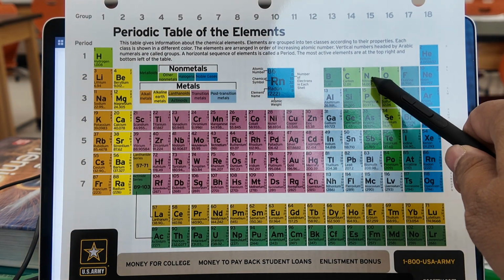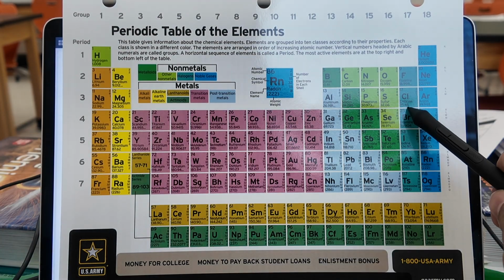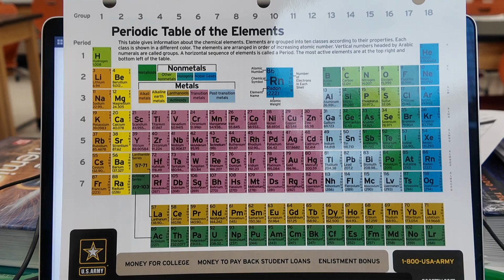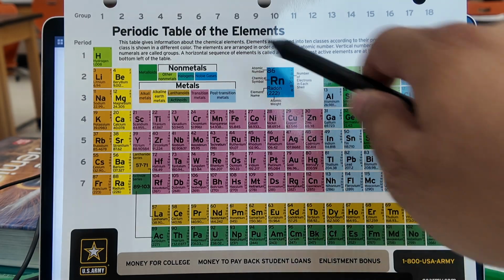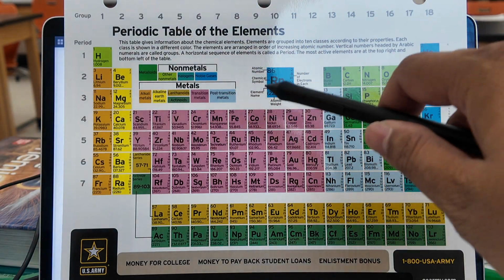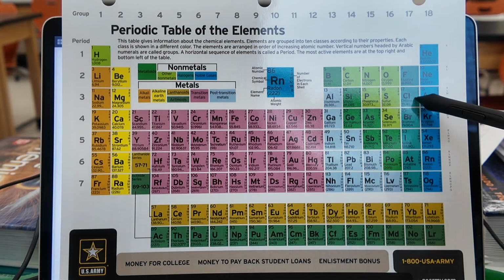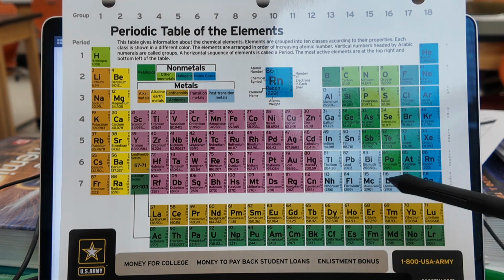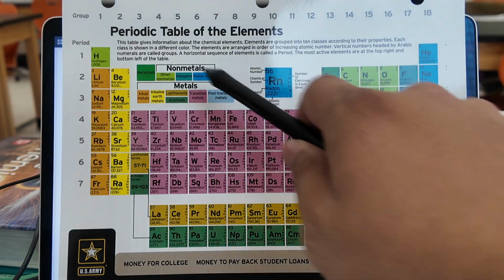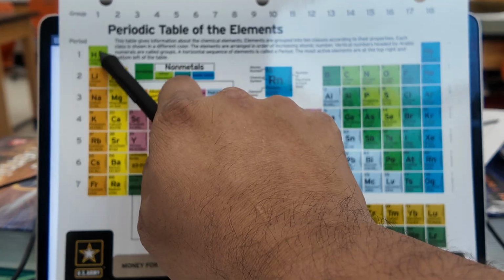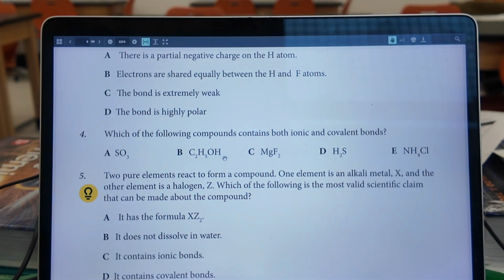So you have N and H, which are nonmetals, so N and H are going to form a covalent bond, right? And then NH4 is going to have a positive charge, and Cl minus is going to have a negative charge, and that's going to make it ionic. N and H have the covalent bonds, and then NH4 attracts 4 hydrogens, and the Cl is going to be ionic. Okay.